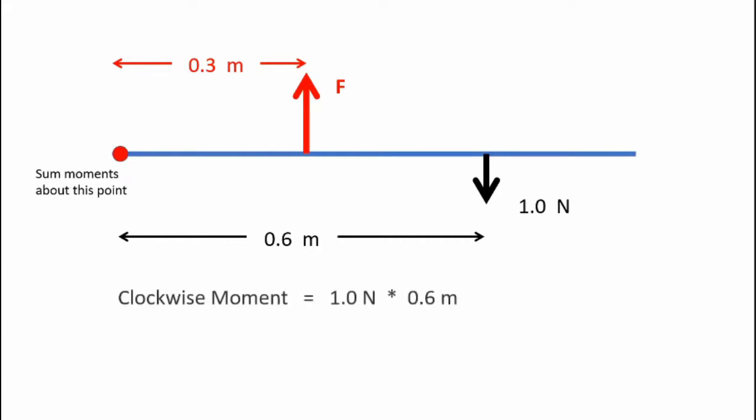First of all, the clockwise moment, which is denoted by the black arrow and the 1 Newton downward force, 0.6 meters from the pivot point, is given here. Clockwise moment is equal to 1 Newton times 0.6 meters. Now the counterclockwise moment is generated by the scale. So we have the scale mounted 0.3 meters from the pivot point, and we don't know what that force will be. We want to calculate what that will be from this calculation.